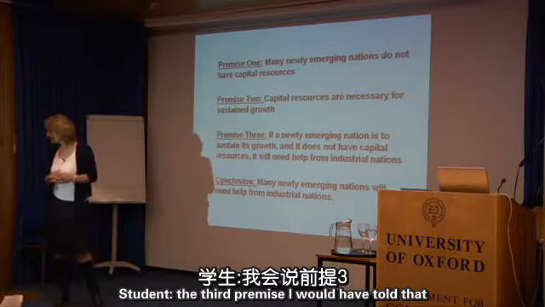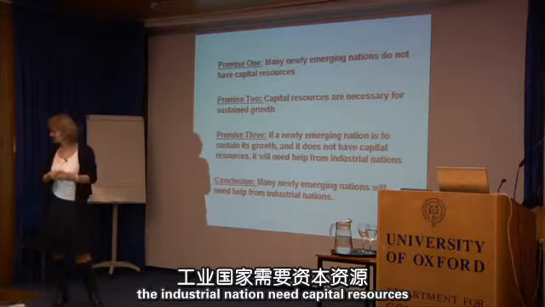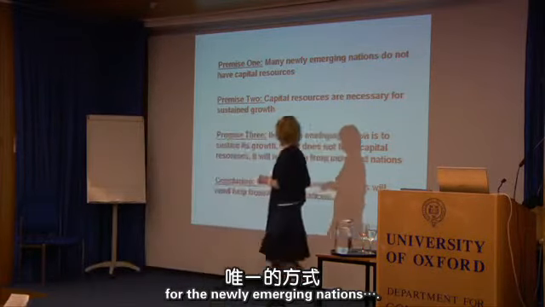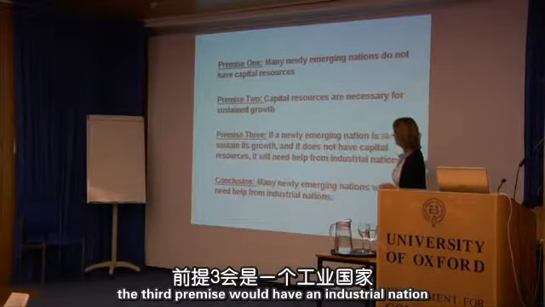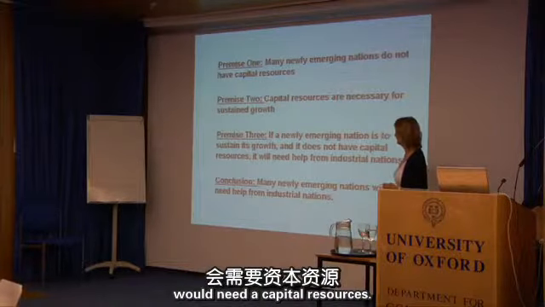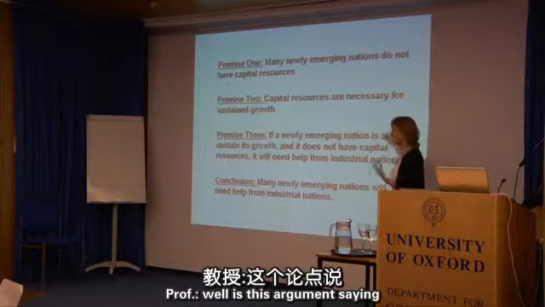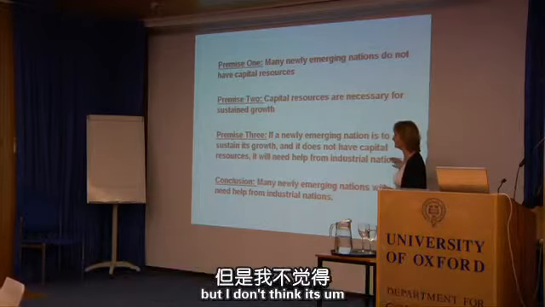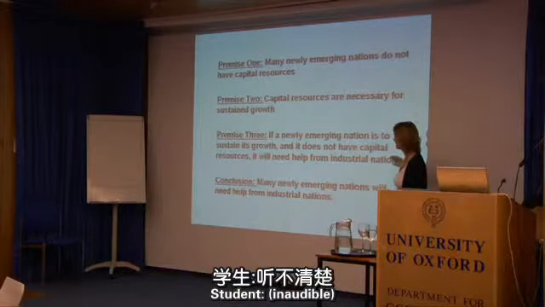The third premise, I would have thought, is that the industrial nations have spare capital resources, because that would be the only way that they could provide help for the newly emerging nations. So I think that the suppressed premise, the third one, would be that the industrial nations have spare capital resources. Well, is this argument saying what sort of help they need from... I mean, I agree it's an implication there, but I don't think it's... You said need help from industrial nations, and the only way that they can receive help is if the other ones can provide it. And we're saying that the premise is that capital resources are necessary for sustained growth, so that would be the only type of help that we would be talking about.